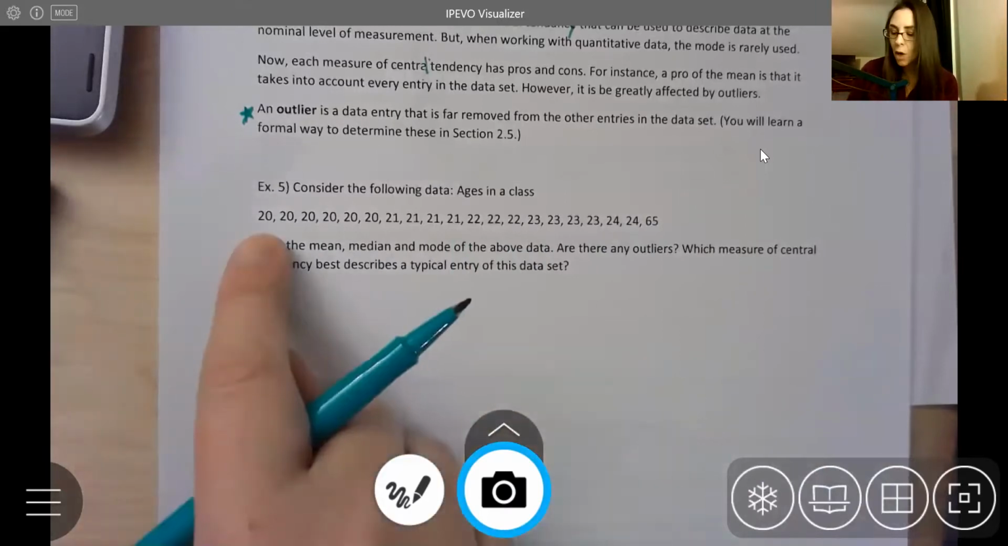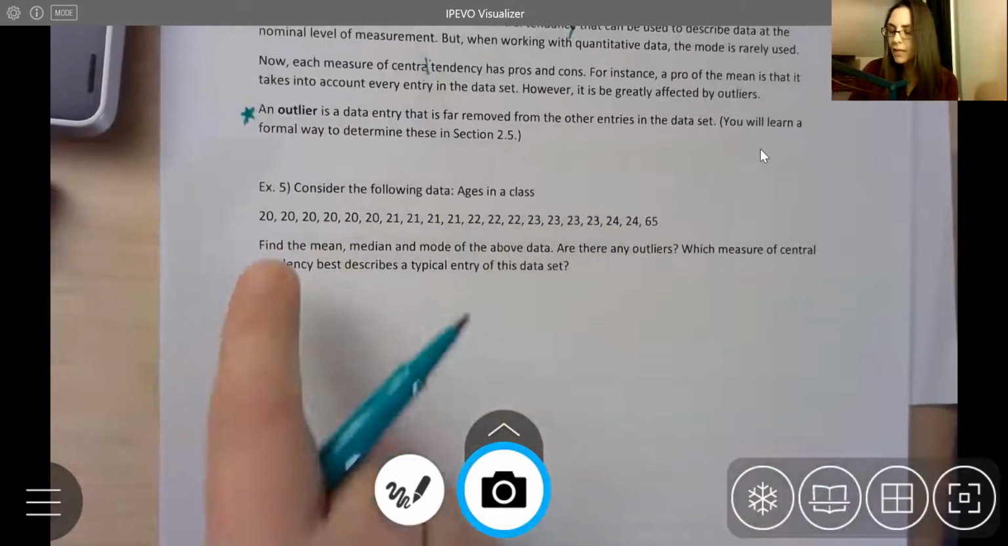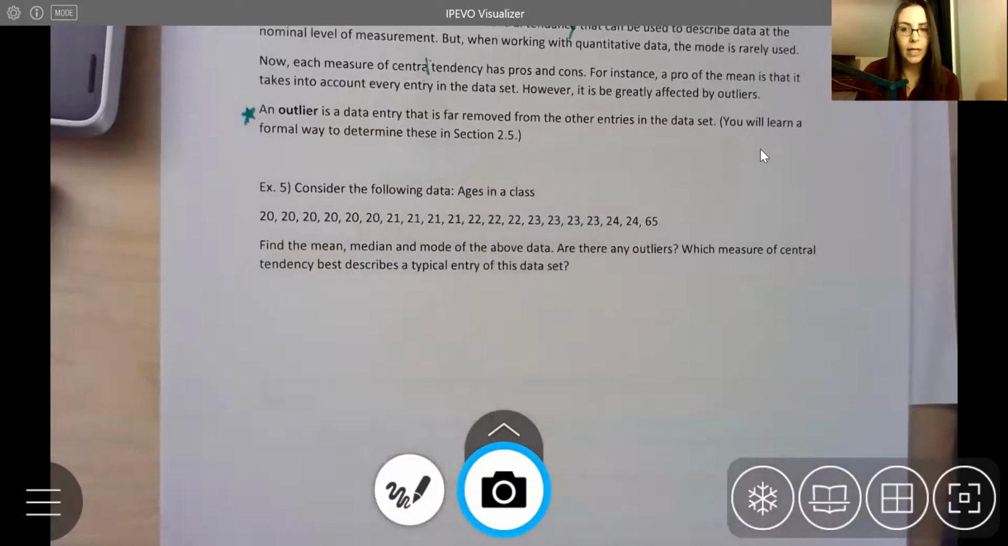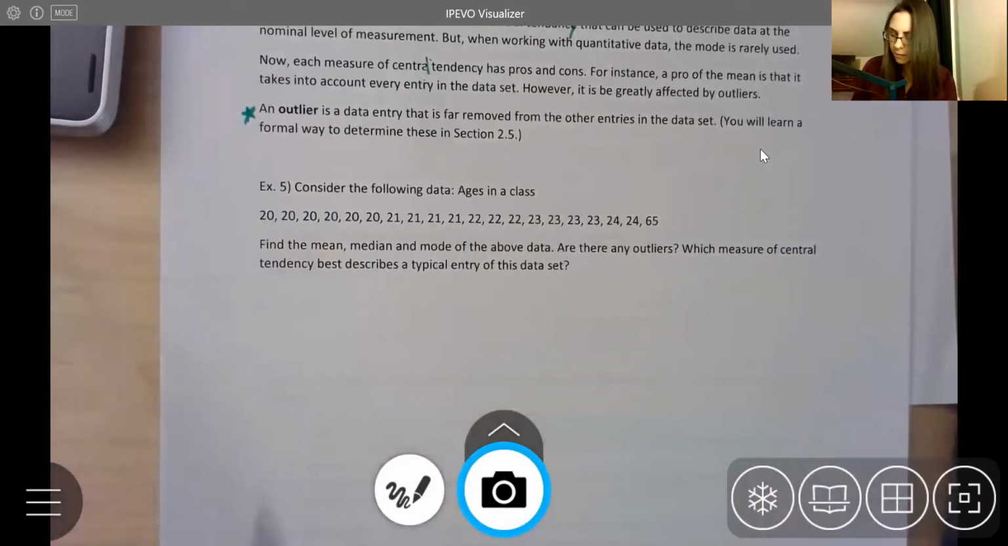Now notice that the data is already in order for us, so it just makes it a little bit easier. If your data is not in order, I do recommend putting it in order. Again, it makes it easier. You need to do that to find the median anyway. So the first thing I'm going to do is find the mean.